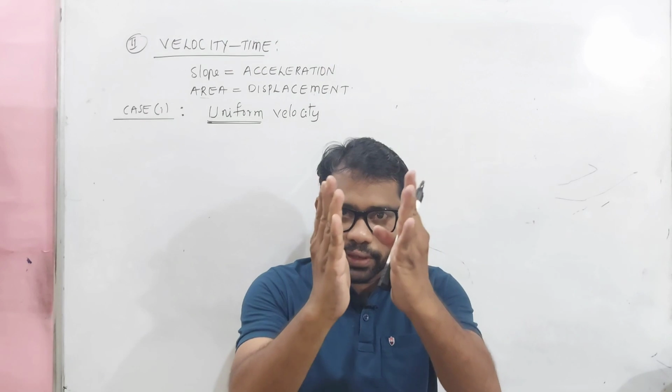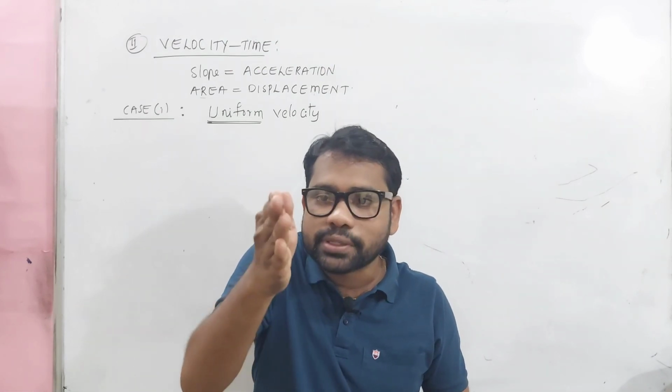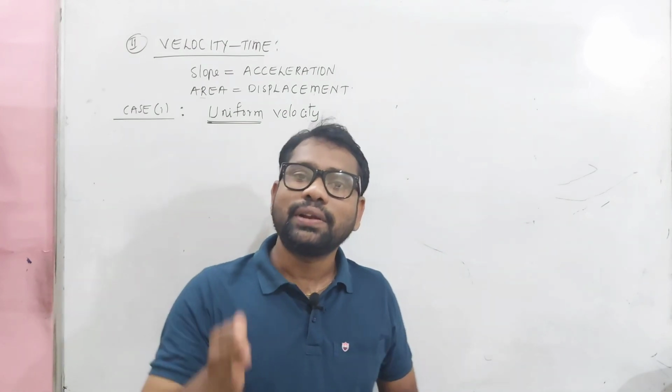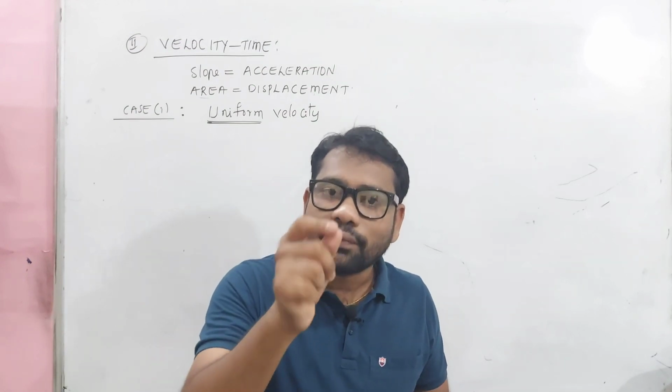Say we are observing a car. The car is moving with 10 meter per second. After 1 minute, 10 meter per second. After 2 minutes, 10 meter per second. After 10 minutes also, if it is moving with 10 meter per second only, then we can say that particular car is moving with uniform velocity.